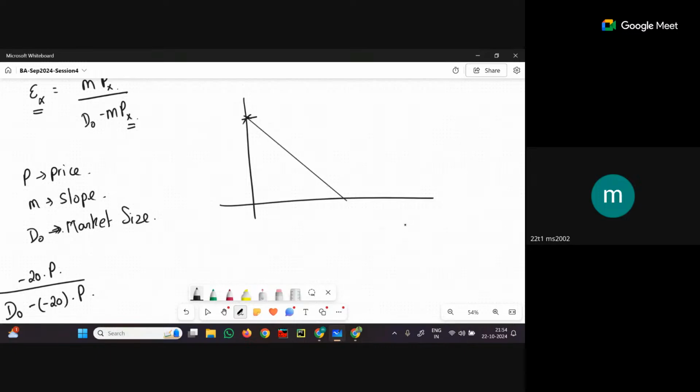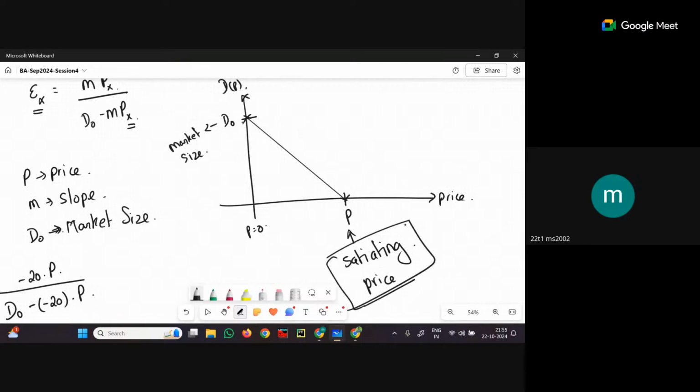This point is your D naught. When price is 0, this is price, this is D of t. When price is equal to 0, you have D0, which is the market size. And what is this price? What is that price called? Satiating price. This is the satiating price.